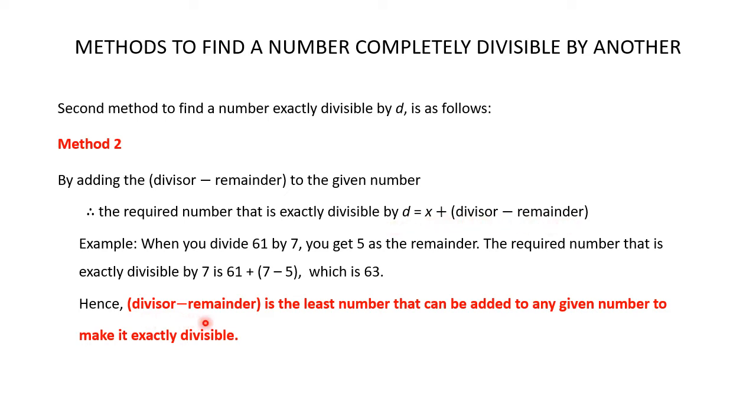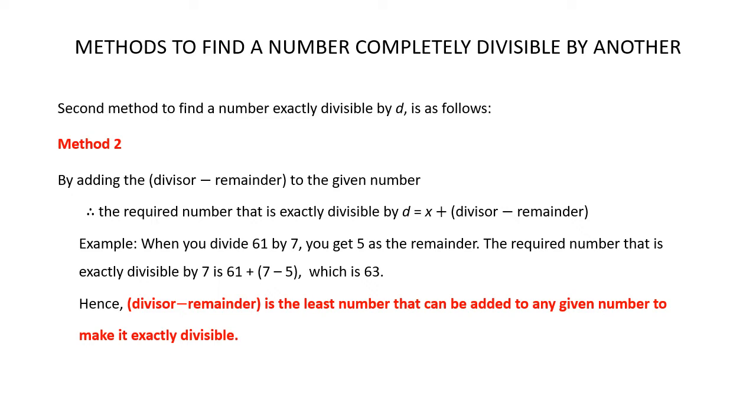Hence, divisor minus remainder is the least number that can be added to any number to make it exactly divisible. Divisor minus remainder is the least number that can be added to any given number to make it exactly divisible.